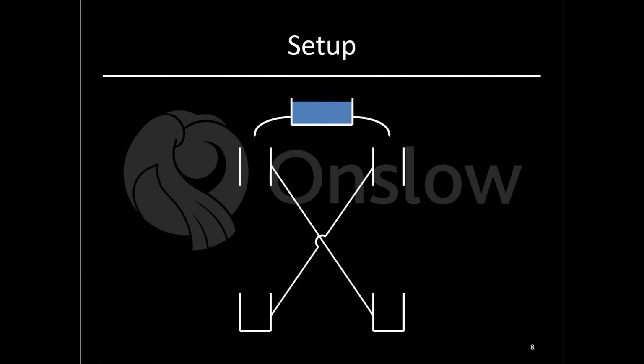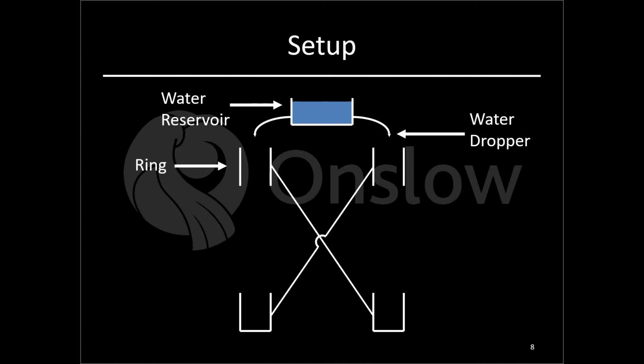The Kelvin's dropper has four main parts: the water reservoir at the top, which is connected to two water droppers. These let out a stream of water which then splits into droplets. The stream of water passes through two rings which are connected diagonally to collectors. The rings and collectors are conductive and there are wires connecting them.